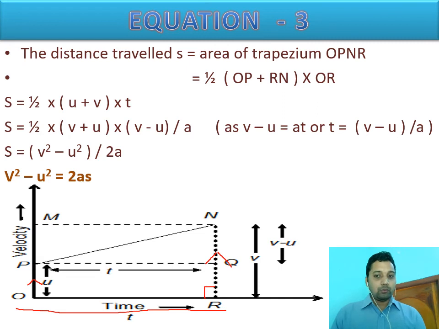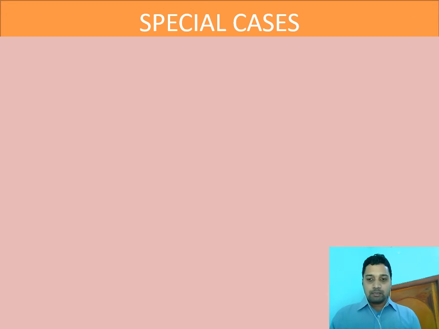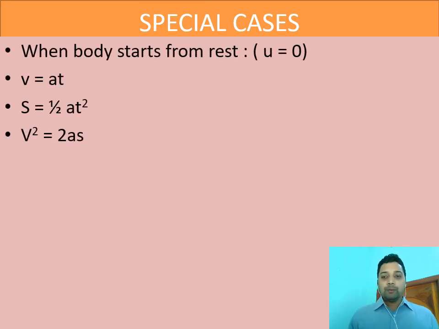So these are the three equations of motion and their derivation. Now some special cases: when a body starts from rest, its initial velocity is 0, which means at every point where you have U, you write 0. So we get V equals U plus AT, that is 0 plus AT, AT. S equals UT plus half AT square, with 0 into T being 0, so S equals half AT square only. V square equals U square plus 2AS means 0 plus 2AS, so V square equals 2AS.